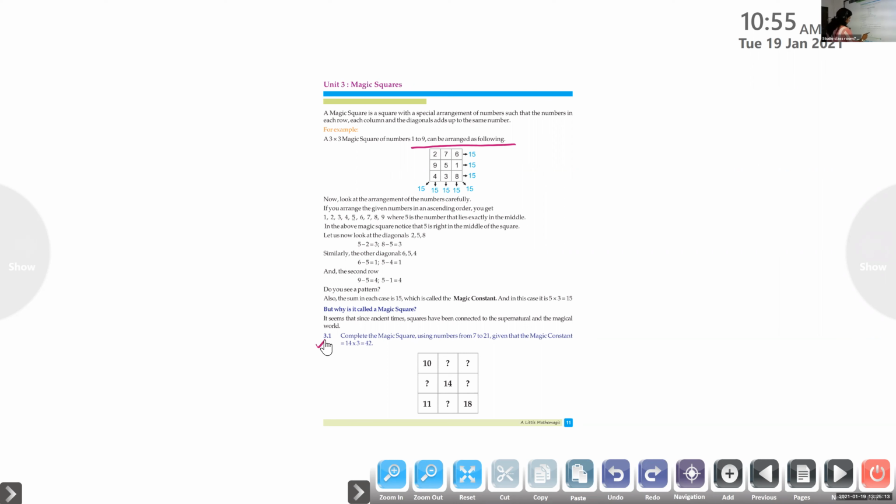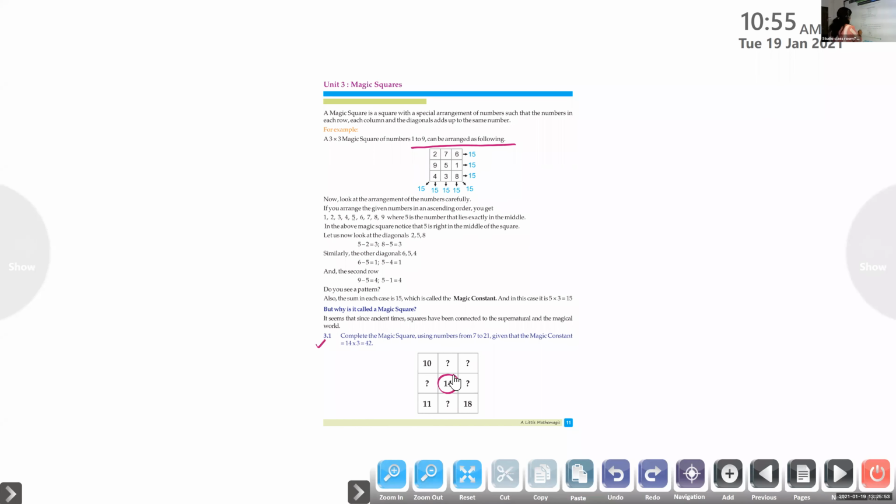And one more thing, what they say is the middle number 14. In any magic square, the middle number into 3 will be equal to the total sum. In a 3 by 3 grid, the middle number into 3 will be the sum of all the numbers row wise, column wise and diagonal wise. Understood? That is the important point. If the middle number is given, you can find out the sum. So here 14 is the middle number given.